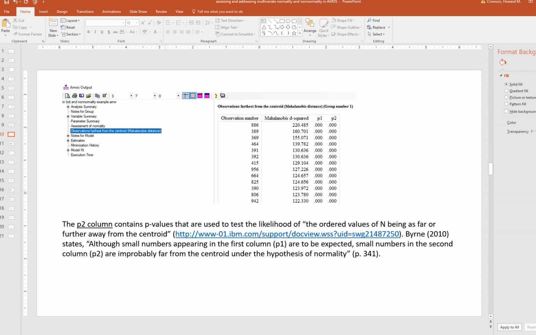Okay, so the P2 column contains p-values that are used to test the likelihood that the ordered values of n are as far or further away from the centroid. Byrne states that the values in the P1 column are oftentimes expected to be smaller than those in the P2 column. I'm mainly focusing on using the P1 column, but the P2 column could be used in conjunction to also evaluate the presence of outliers.